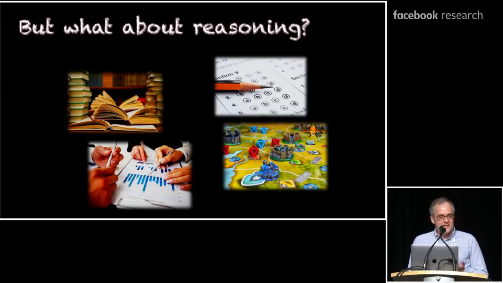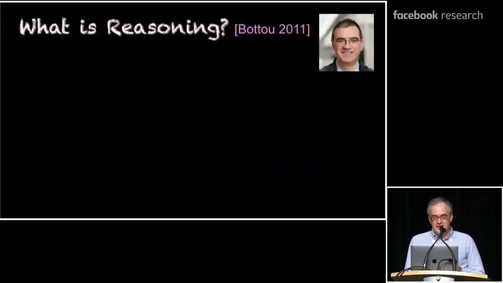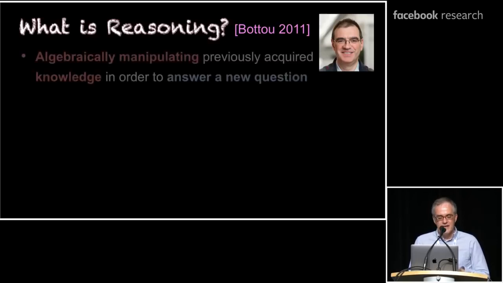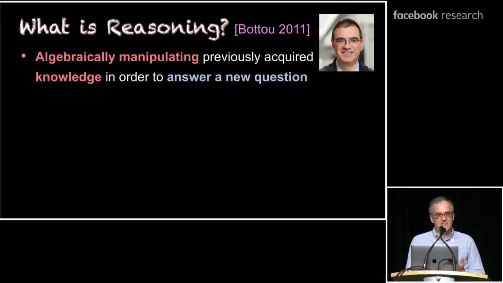Well, if you're going to ask the question of what is reasoning, and the answer that you're going to give is neural networks, a really good place to start is to look at the paper by Leon Bottou from 2011, right back in the early days of the current deep learning era. So Bottou discussed how we could enhance deep learning systems with reasoning capabilities from the ground up. So he suggested that a good definition of reasoning was algebraically manipulating previously acquired knowledge in order to answer a new question.